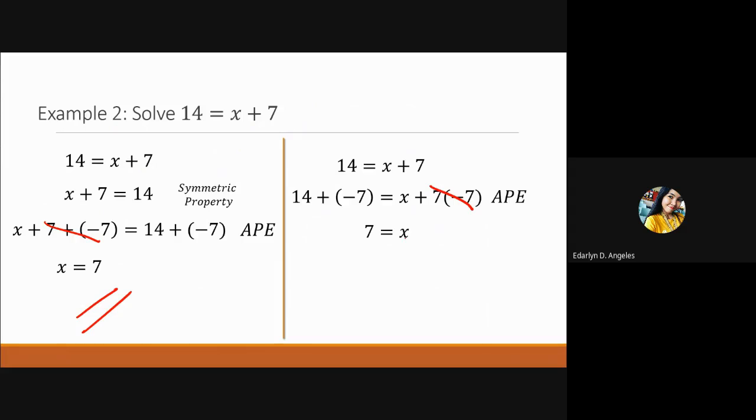Since we are dealing with x, we can now apply the symmetric property, so that we could just interchange them. X is equal to 7. We got the same answer.